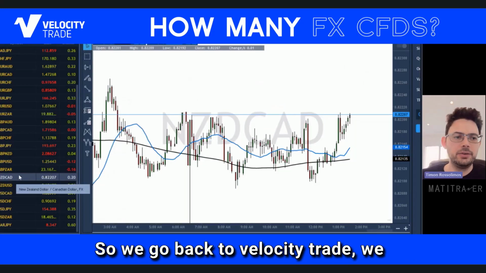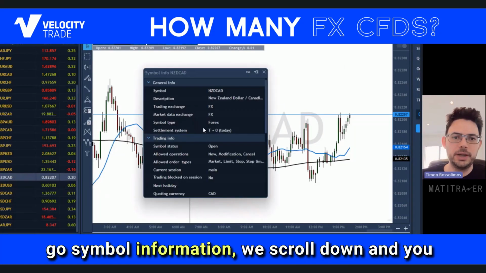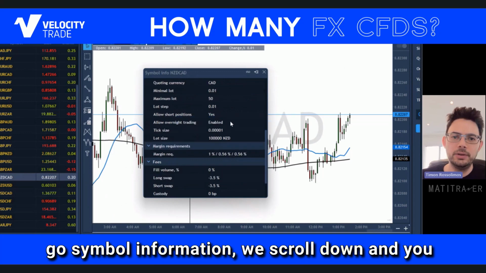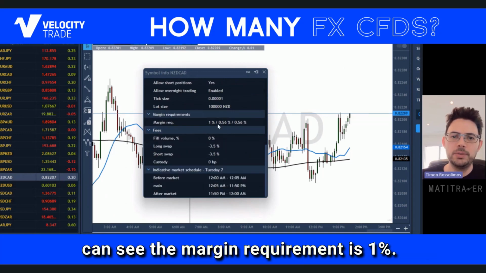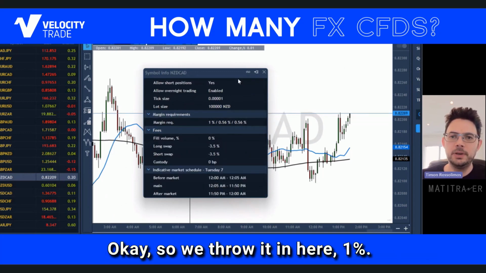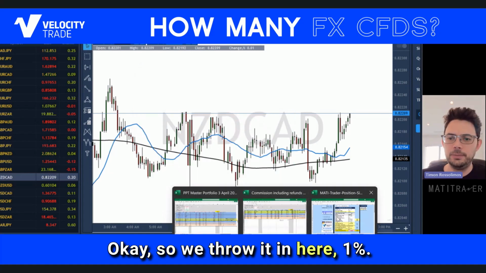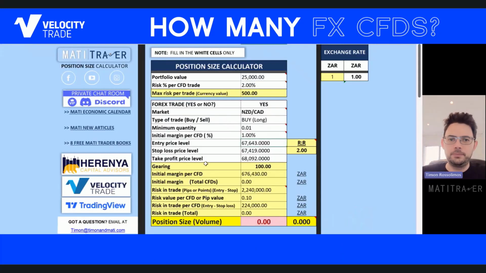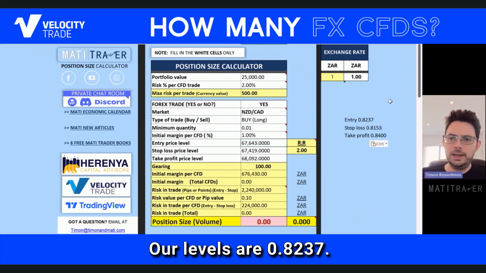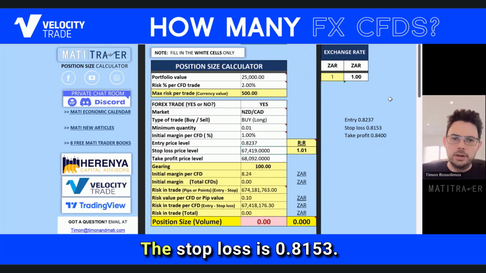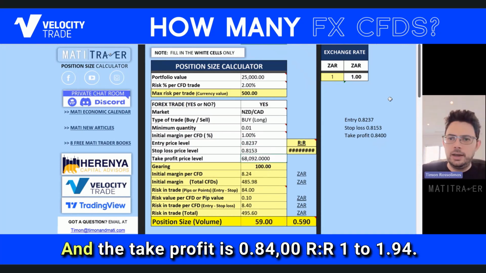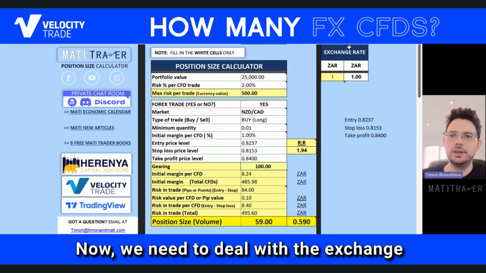So we go back to Velocity Trade. We go symbol information. We scroll down and you can see the margin requirement is 1%. Okay, so we throw it in here, 1%. And we put in our levels. So our levels are 0.8237. The stop loss is 0.8153. And the take profit is 0.8400, 1 to 1.94.